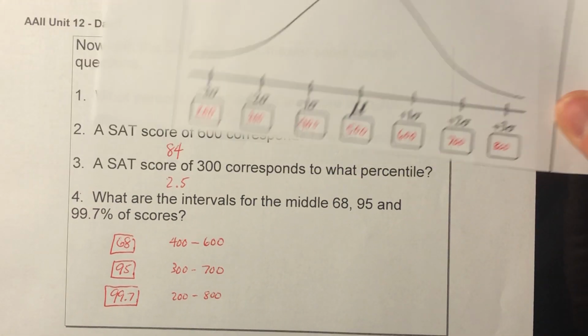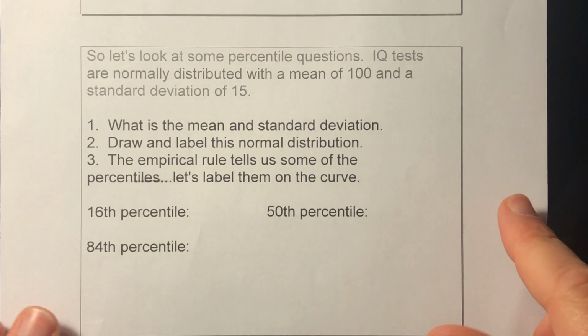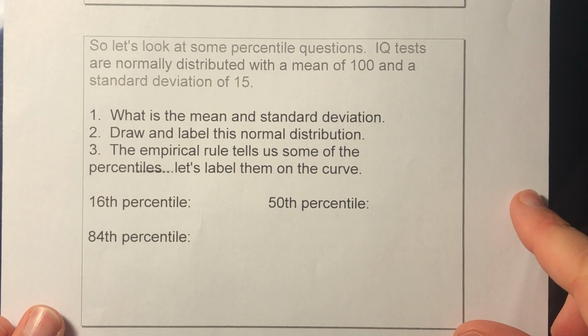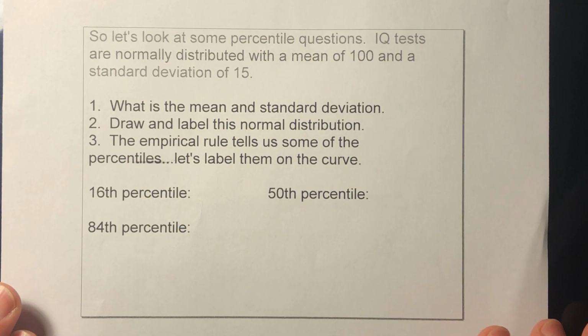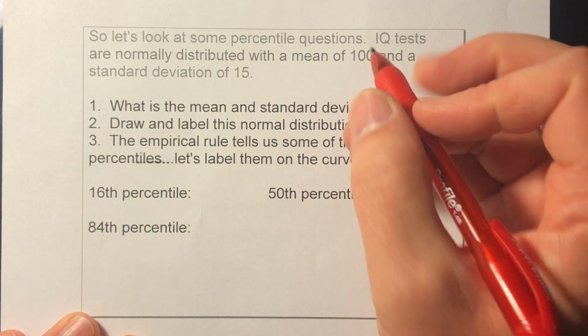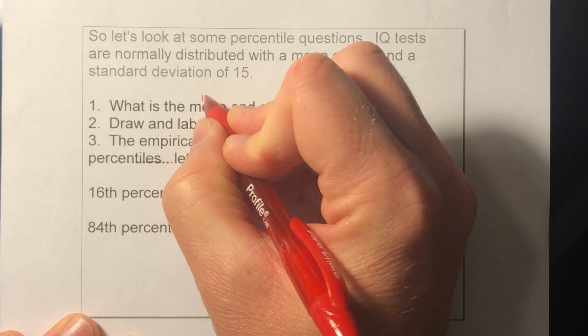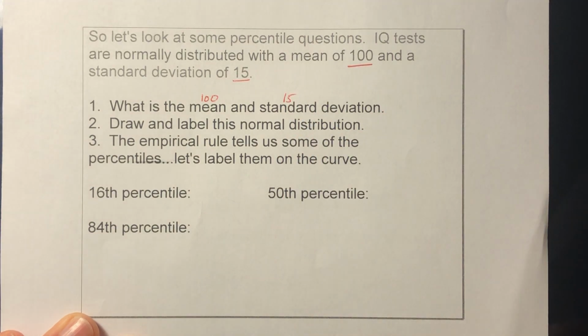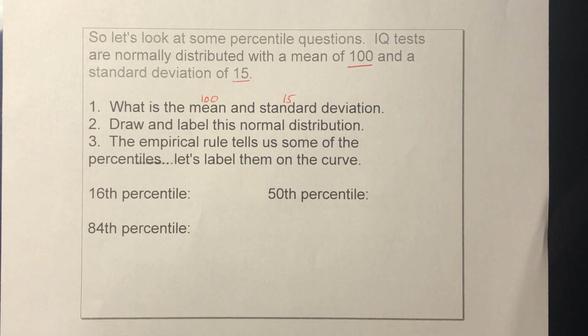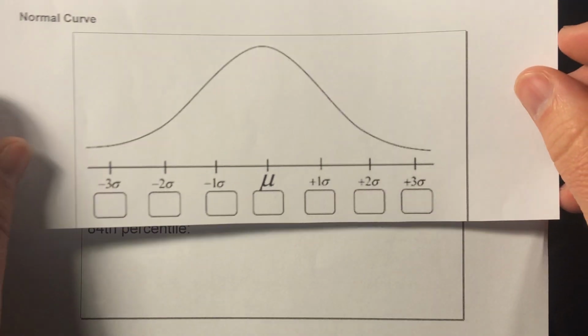Okay? All right. Any of you take an IQ test? All right, so let's see what we can do with this data. So brand new set of data here. Okay, so we have an IQ test. They're normally distributed. The mean is 100. So that's question 1. The mean is 100. Standard deviation is 15. So we answered question 1. The mean is 100. That would go right in the middle. Standard deviation is 15. Now, question 2 says draw a normal distribution.